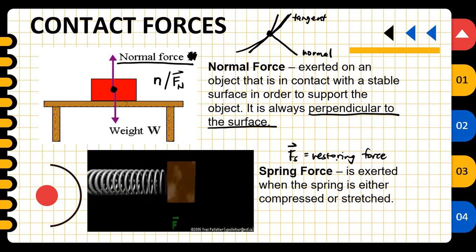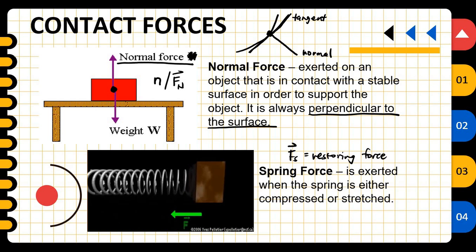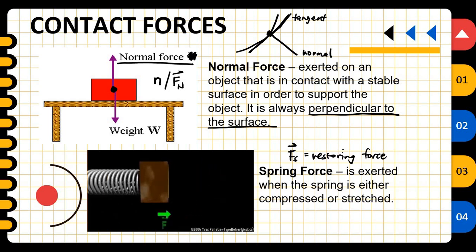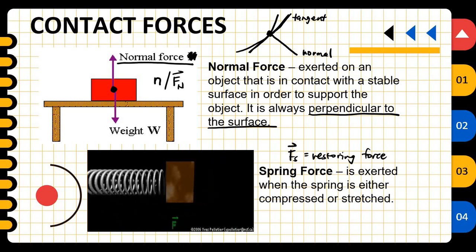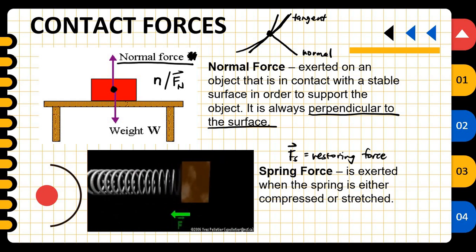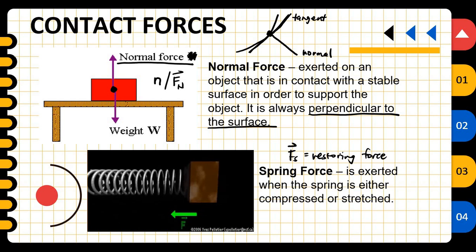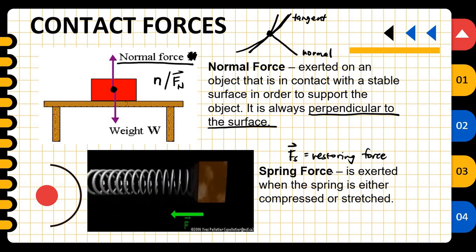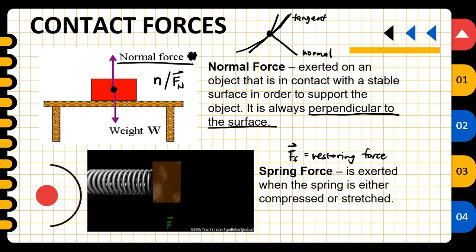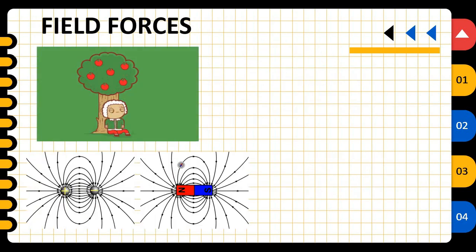Alright, so those are the 5 subtypes of contact forces. So 1 again is applied force, number 2 would be friction force, number 3 is tension force, number 4 is normal force, and number 5 would be spring force. Alright, so now that we're done with contact forces, let's proceed with field forces.